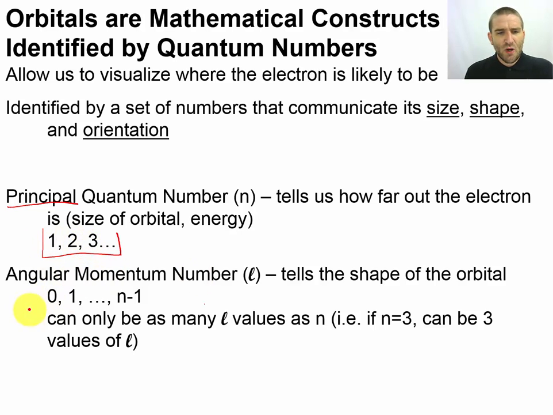Whatever quantum number you're at, your angular momentum quantum number, cursive L, can go from 0 all the way up through one value less than your quantum number, your principal quantum number.